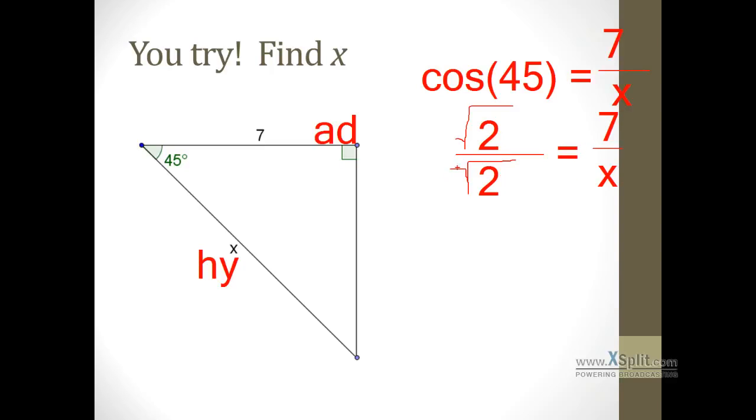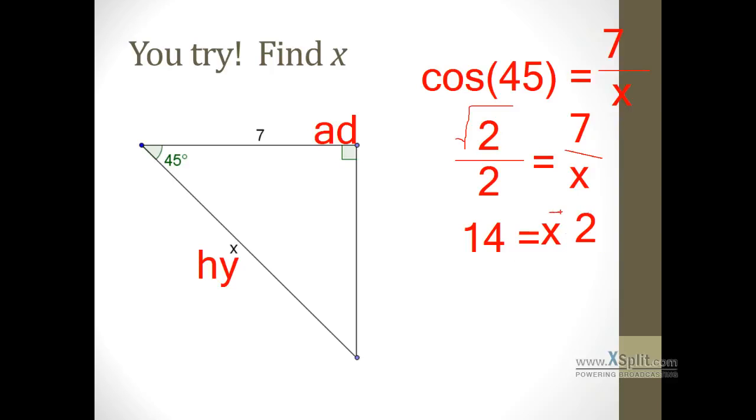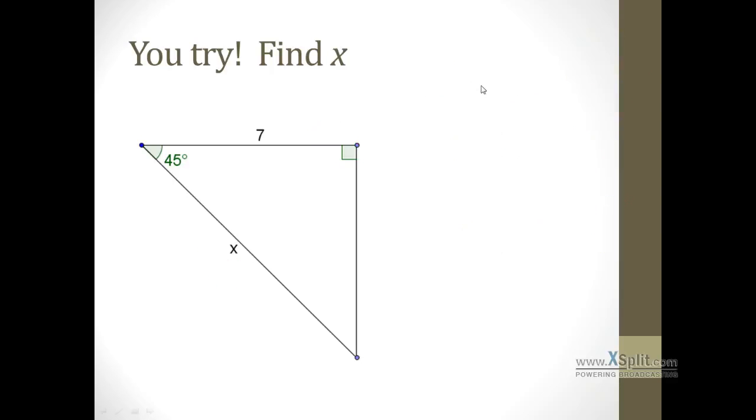Excuse me, once again, root 2 over 2, there is not a square root here. Root 2 over 2 is equal to 7 over x. We can cross multiply this. 2 times 7 is 14. X times root 2 is x root 2. Excuse me, I accidentally cleared that with my sneeze. My bad. 14, where were we at? 14 equals x root 2.